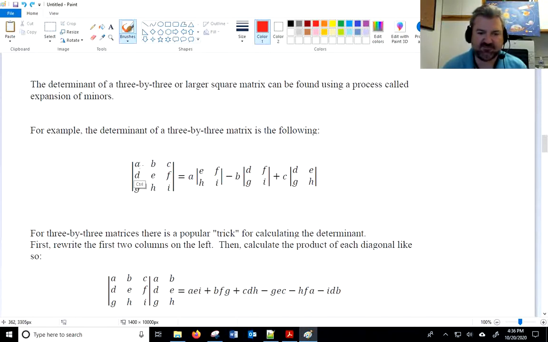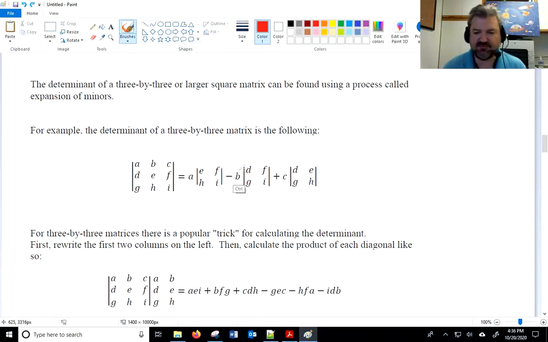All right, then after doing that one positive, you have to take the negative of the next one, and again cross out the row and column, and what would be left is this 2 by 2 here. When you ignore that row that B is in and that column, you get D, F, G, I. And then lastly, again, you switch back to positive and you cover up that row and column and you get this. And so that's where the formula comes from.